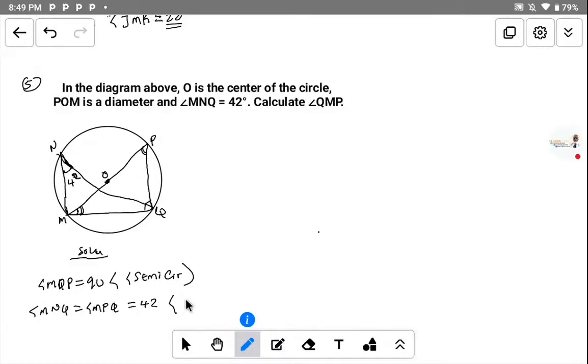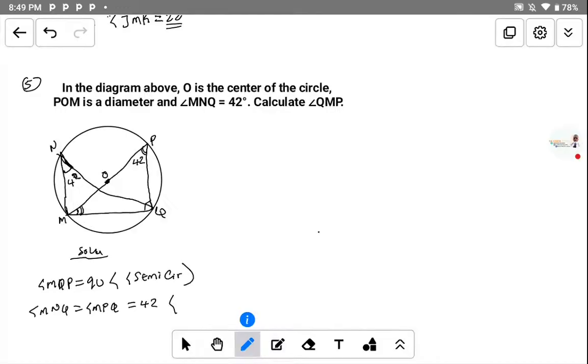Just like angles in the same segment, the examiner will know that we're talking about this angle here and this angle here, which are equal because they are angles in the same segment, which is 42. So that means this angle here is 42. Now you can easily find this angle QMP. You can also easily find this angle M.